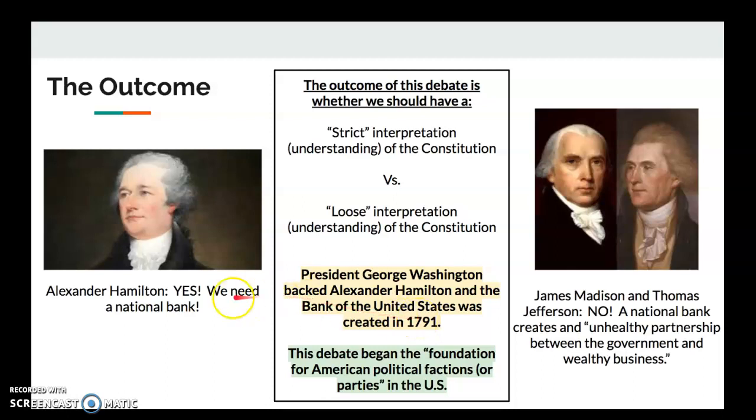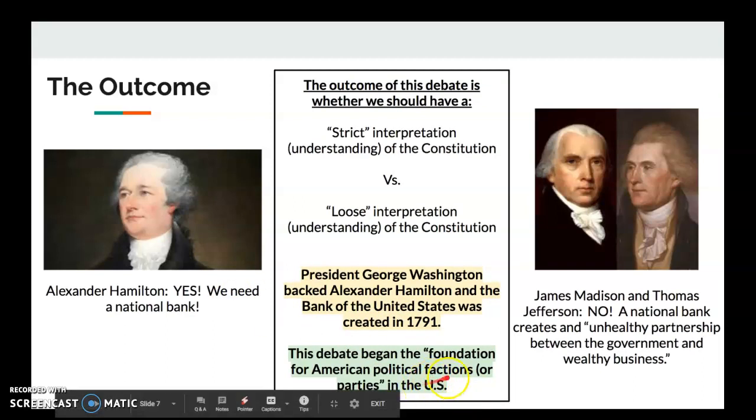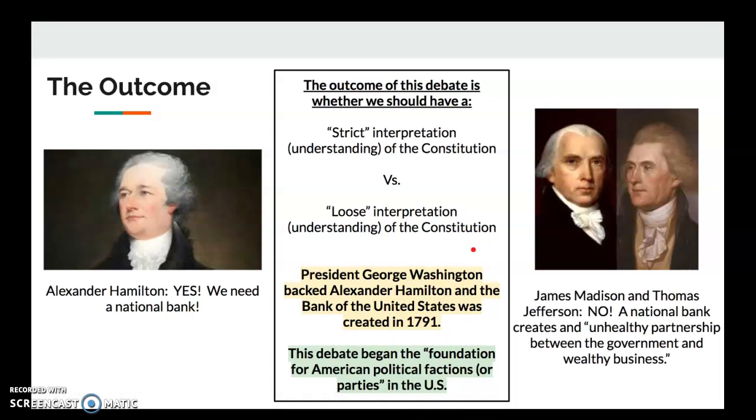But what this did was set up a preview of the factions and different groups in American politics that we still see today. So next chapter, I believe, chapter 10, we're going to talk about the election of 1800, which is where things go off the rails.